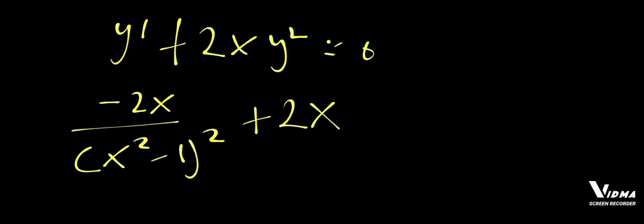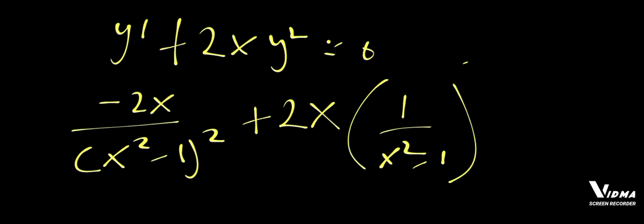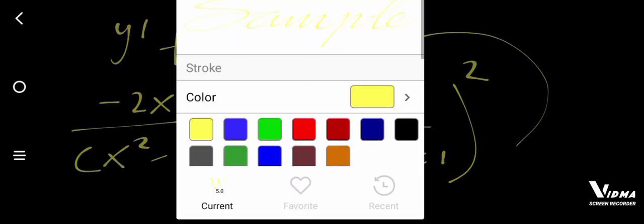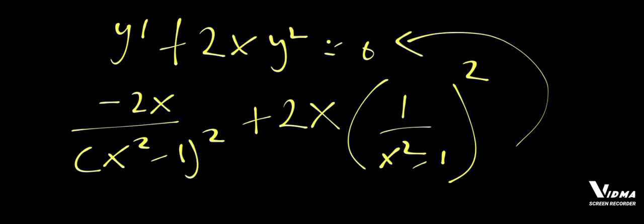And from the beginning, we know y to be 1 over x squared minus 1, but it is squared now. And we have to ensure that this must be equal to 0 in order for our y to be a solution. So let's see whether it fulfills that.